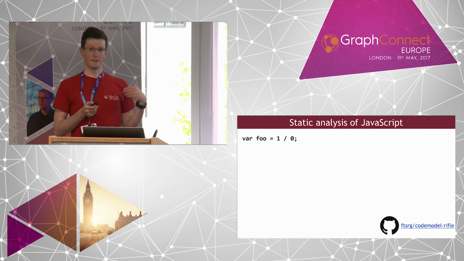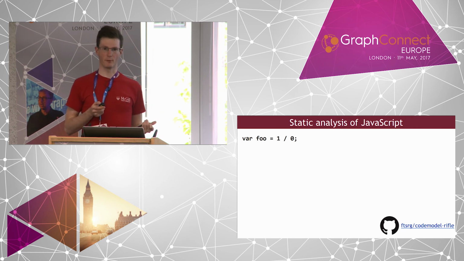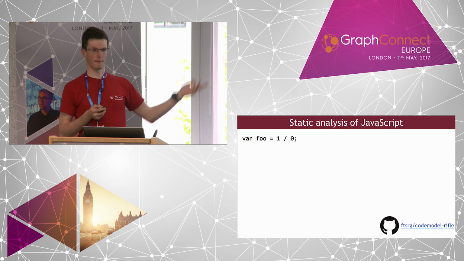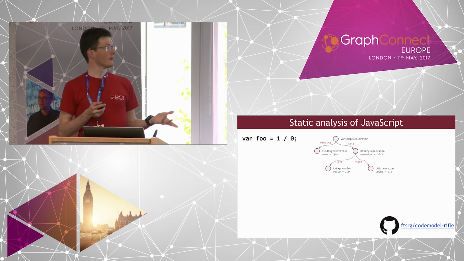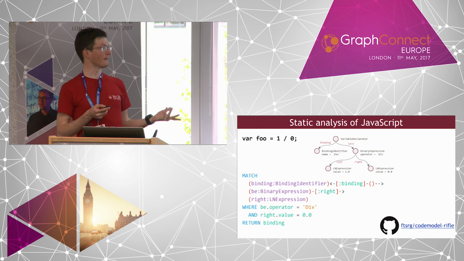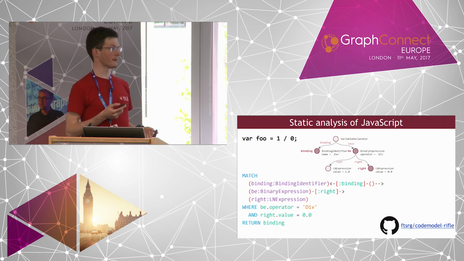Another example is the static analysis of JavaScript code. This is an increasingly important topic because JavaScript is getting more and more widespread, and static analysis can help us prevent issues in the code, such as this one. We build a syntax tree from the JavaScript code, which is then queried by Cypher queries, and we return the results that might cause an issue at runtime.